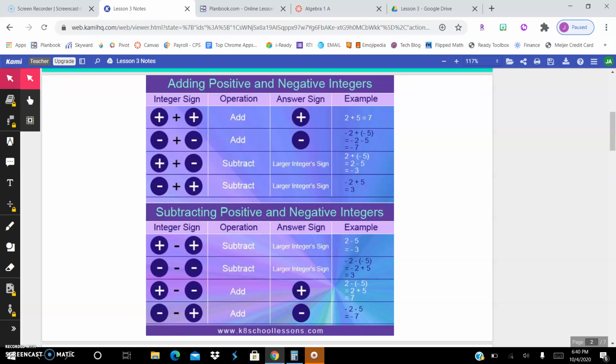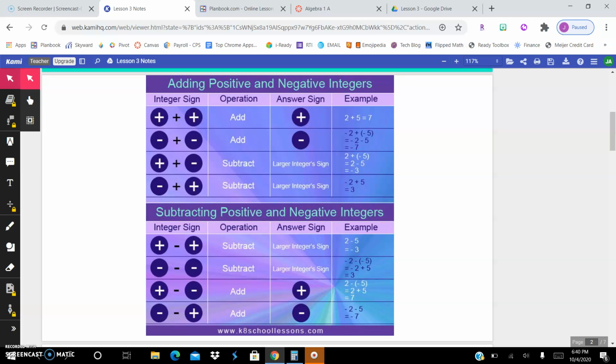So over here in the example category, you have 2 plus a negative 5. I'm going to forget about that negative sign in front of the 5. 5 is bigger than 2, so I'm going to do 5 minus 2, and I get 3. Then I go back up to the original problem. The 5 is the bigger number. It had a negative sign in front of it, so my answer is going to be negative. So I get negative 3.